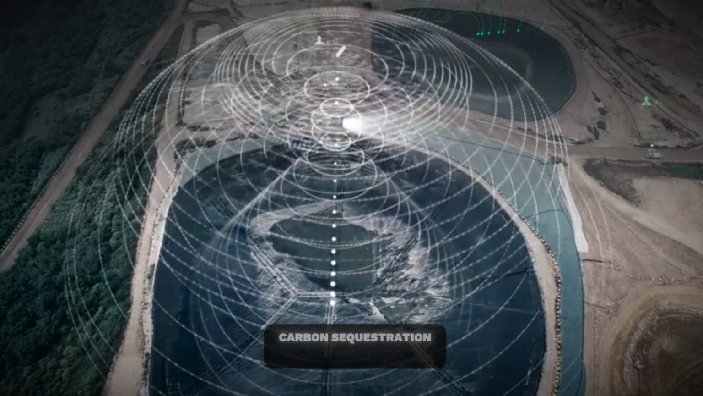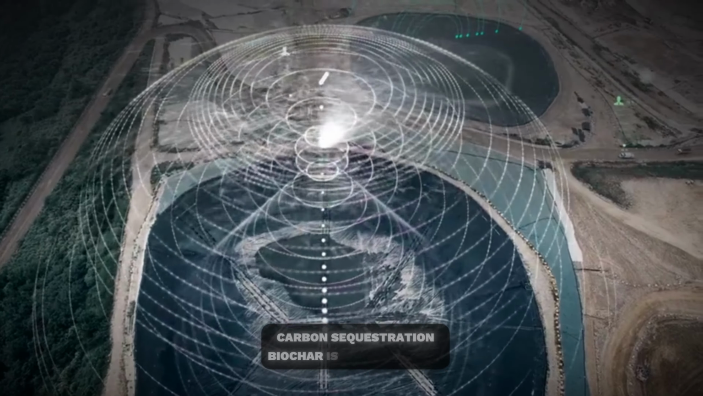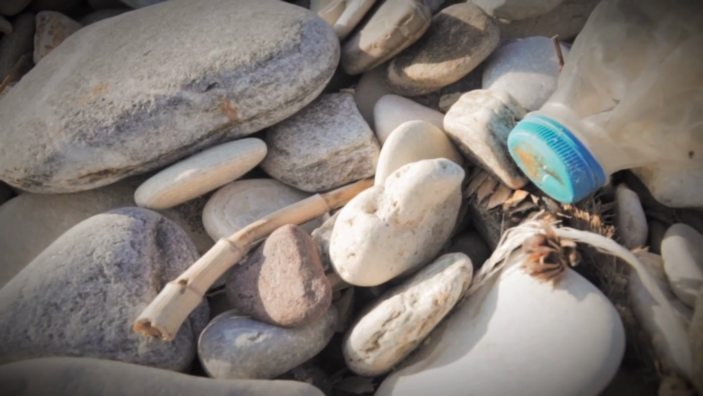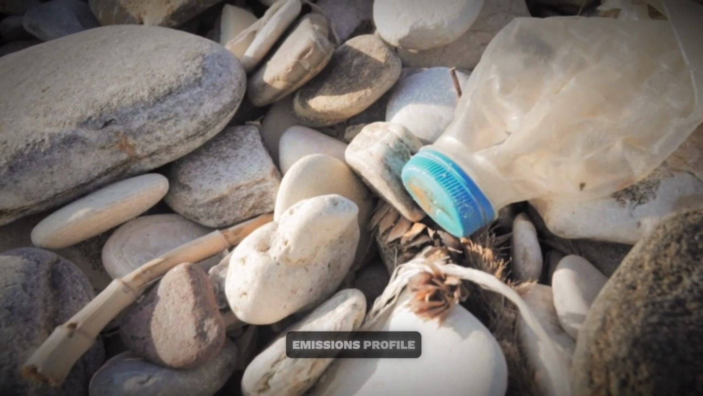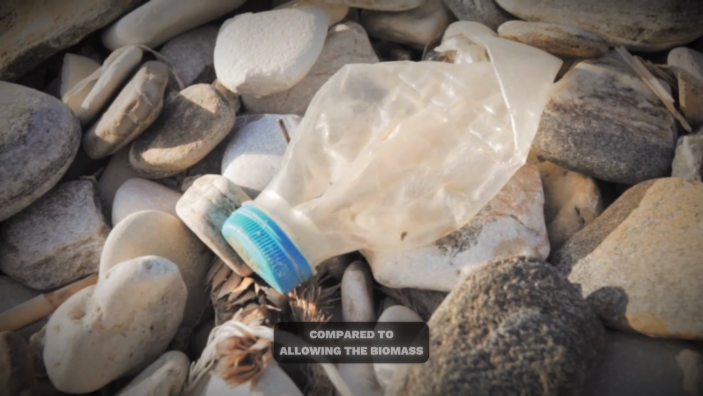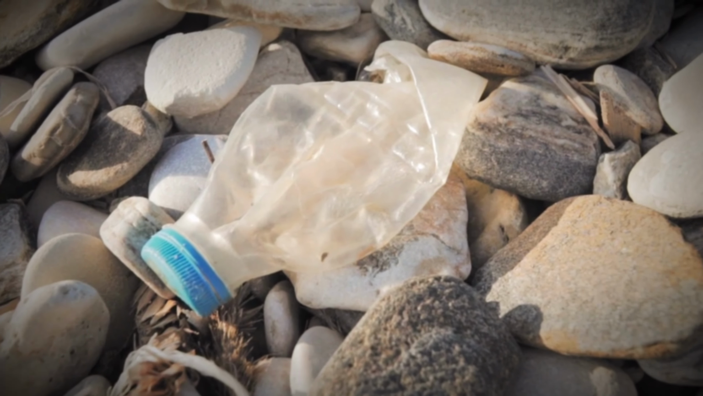Carbon sequestration. Biochar is stable carbon. When placed back into the soil, it effectively locks away carbon long-term. This sequestration is why the project has the potential for a negative emissions profile, meaning it removes CO2 from the atmosphere compared to allowing the biomass to decompose.